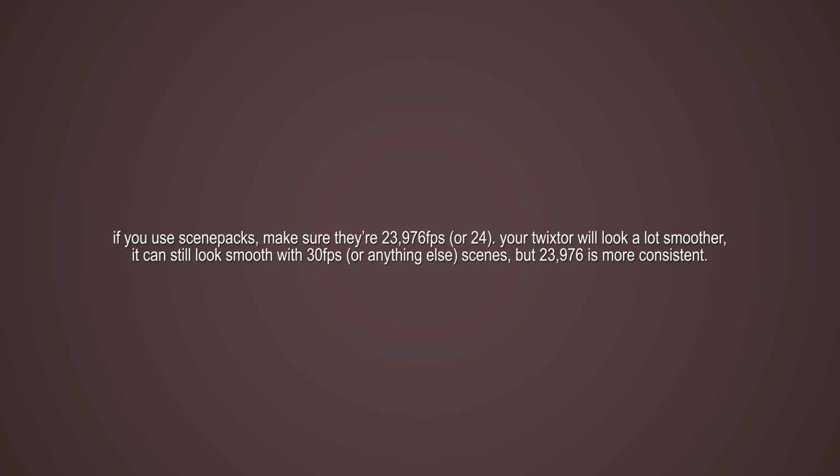If you use scene packs, make sure they're 23.976fps, or 24. Your twixtor will look a lot smoother. It can still look smooth with 30fps, or any other frame rate scenes, but 23.976 is more consistent.